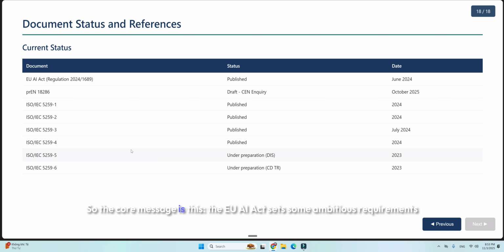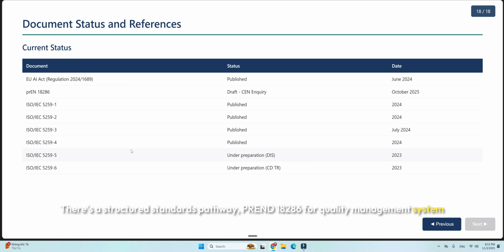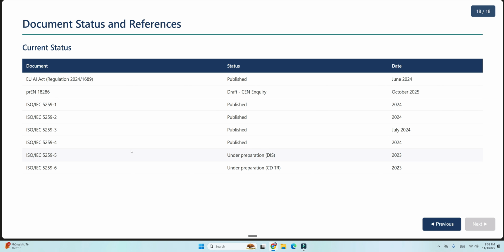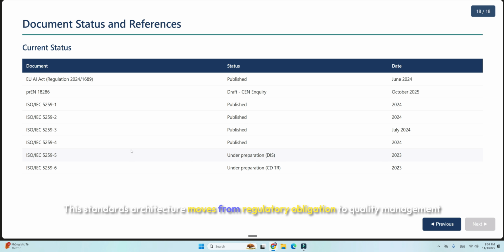So the core message is this: the EU AI Act sets some ambitious requirements for data quality, but providers don't have to figure out compliance from scratch. There's a structured standards pathway, prEN 18286 for quality management system implementation, and the ISO 5259 series for technical execution. This standards architecture moves from regulatory obligation to quality management to technical implementation in a coherent and internationally recognized framework.